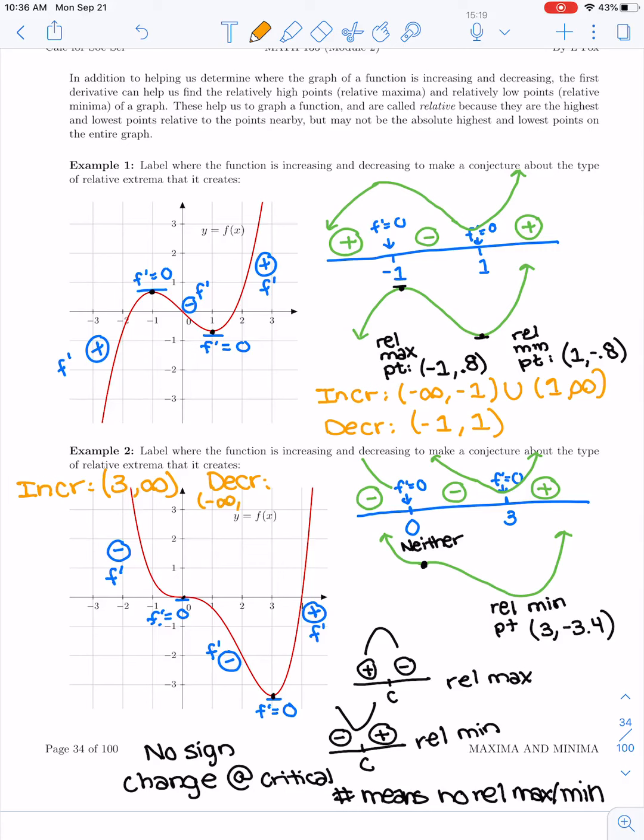And it's not really decreasing at 0, right? It's not falling here, it's kind of flat. So I'm gonna stop at 0. Union 0 to 3. So we don't say -infinity to 3 all the way through, just because it does not decrease at 0. It flattens out. It has a derivative of 0, not a negative derivative. So I say decreasing -infinity to 0, union 0 to 3.